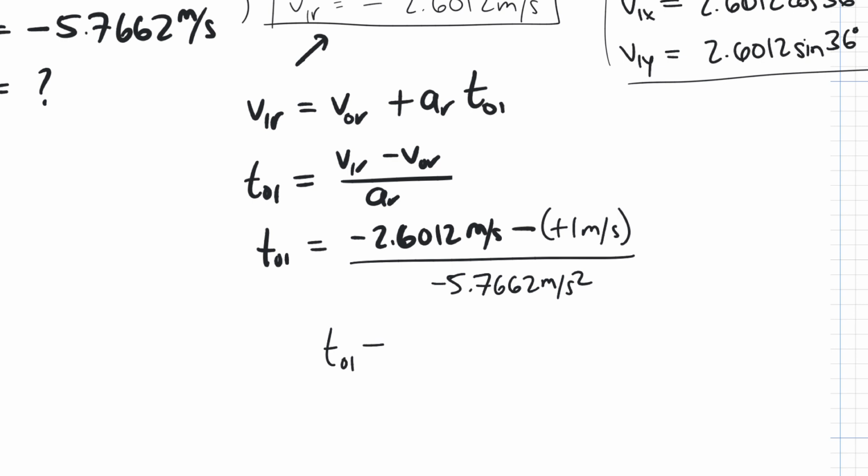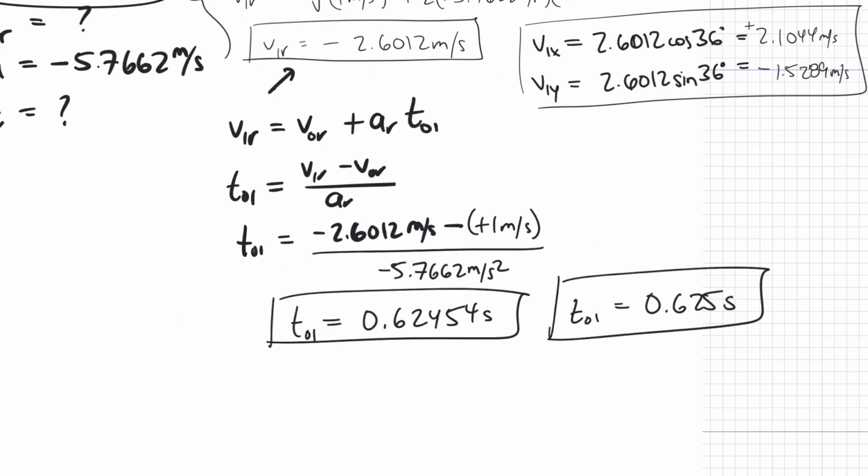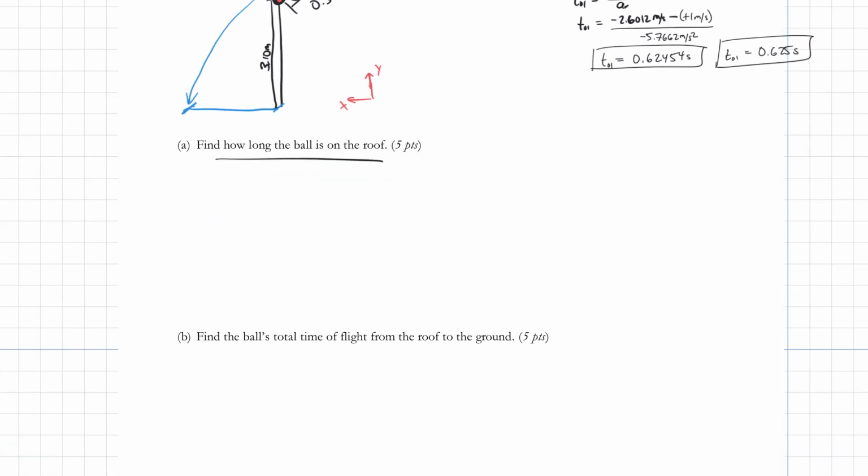So it's the T01. Let's see if we do that particular math. We get about 3.0. Okay, that's good. So we get 0.62454 seconds. Okay, and for reporting purposes, we only want 3 sig figs, so T01 is 0.625 seconds. Okay, so that is how long this sucker was on the roof.